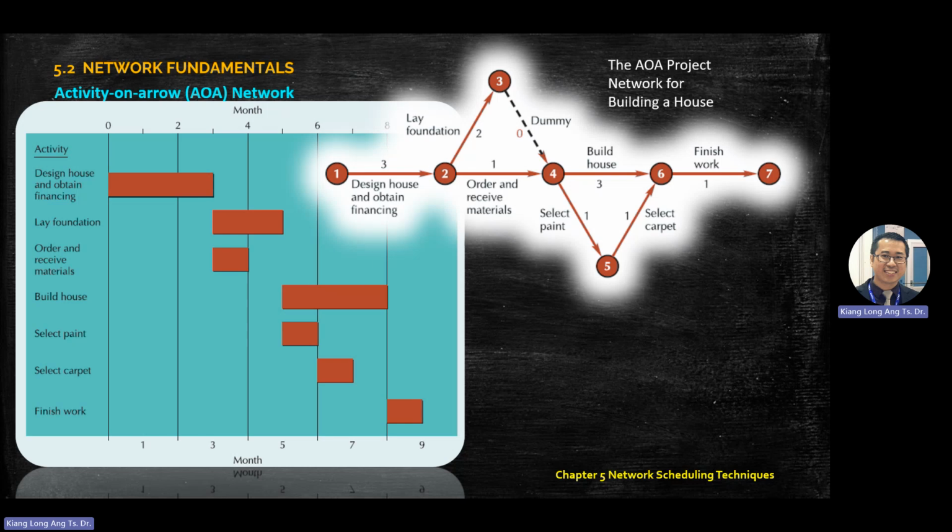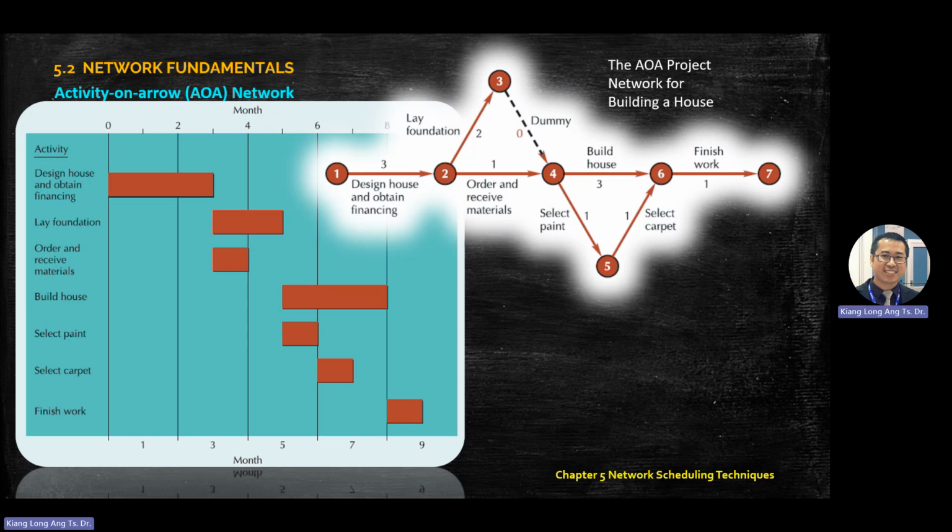So here, I want to highlight here. So you see activity node number 2. When you finish design house, you have 2 activities. One is lay foundation, one is receive order. So at node number 2, you split into 2 arrows. One is 2, one is 1. So there's a general rule when you build a network. You cannot draw 2 arrows in the diagram. This is no. And when you draw arrow network, please use straight line.